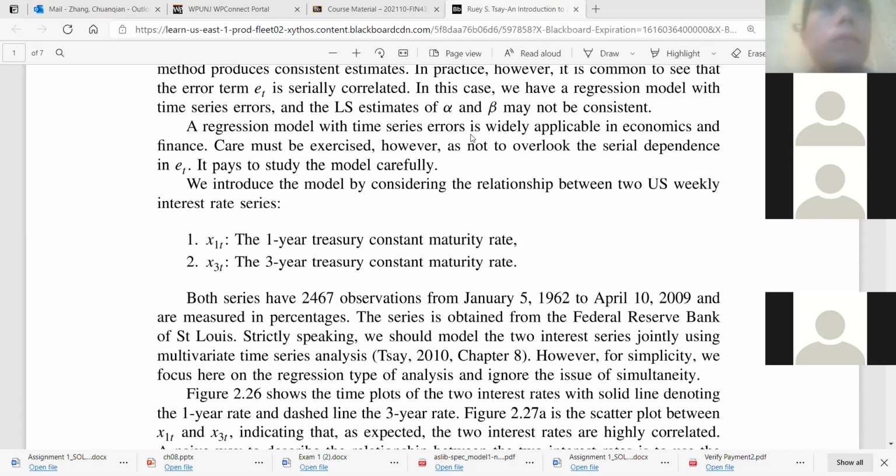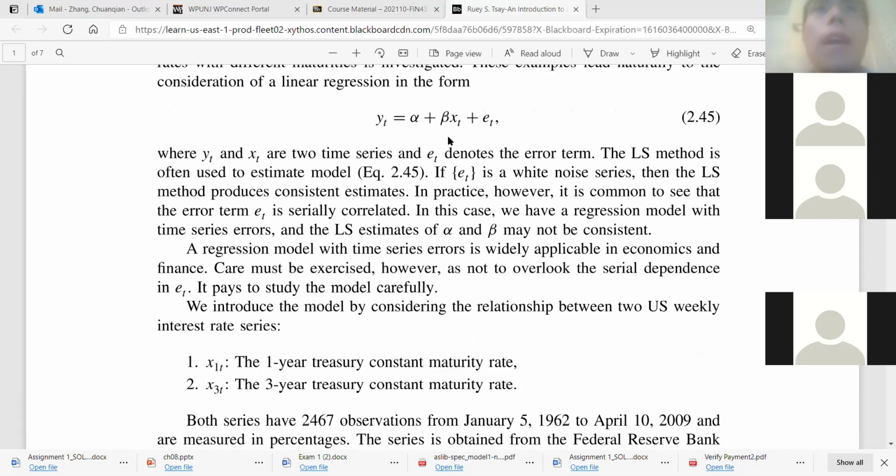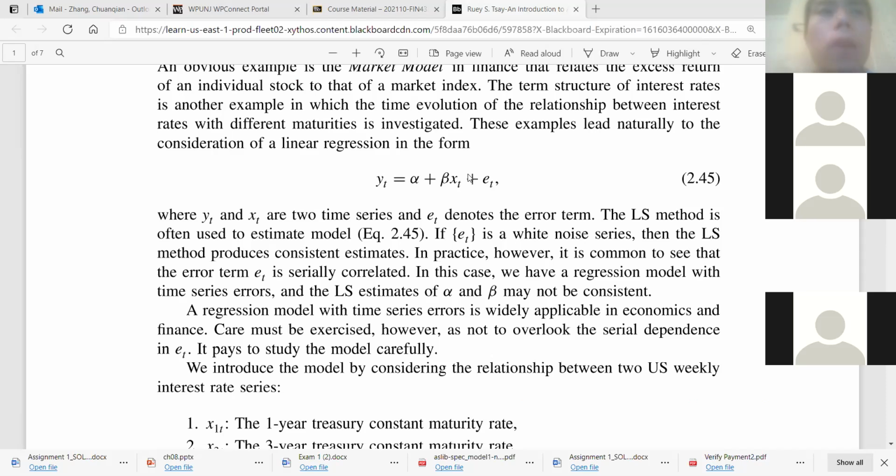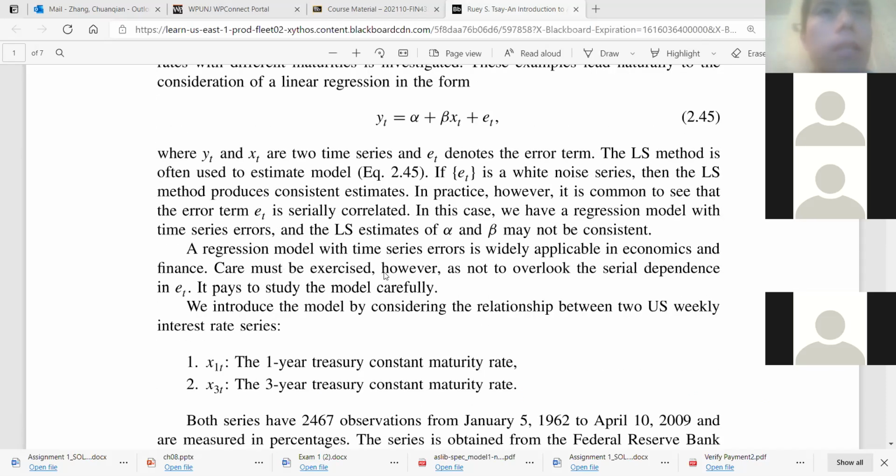So this is the so-called regression model, because we use different variables. However, when you estimate this model, you want to be careful of one thing. Care must be exercised not to overlook the theory of dependence in Et. That's a very important thing. You probably have never thought about this. So Et is the error.